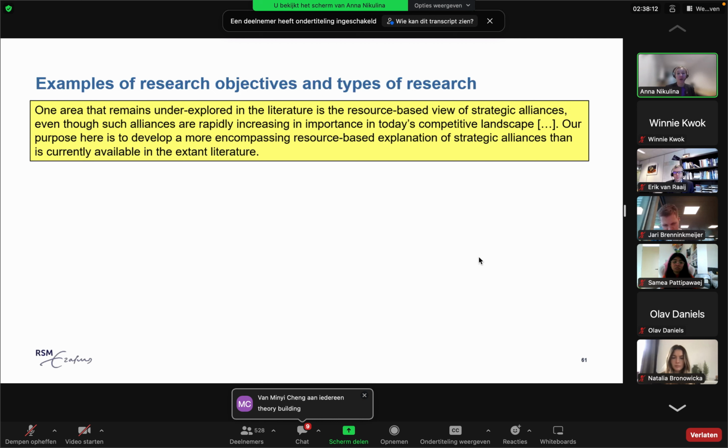So the purpose is to develop a more encompassing resource-based explanation of alliances. So theory building, because I think there's also kind of a giveaway here, which is the word develop. And you really see that they are bringing a particular theoretical lens of explanation of alliances, definitely theory building. So that's easy. And of course, the logic here will most likely be inductive.